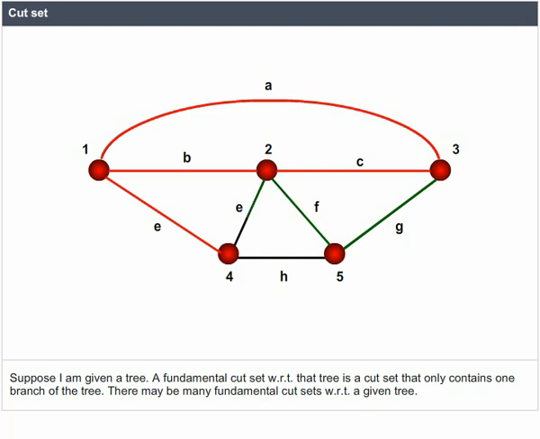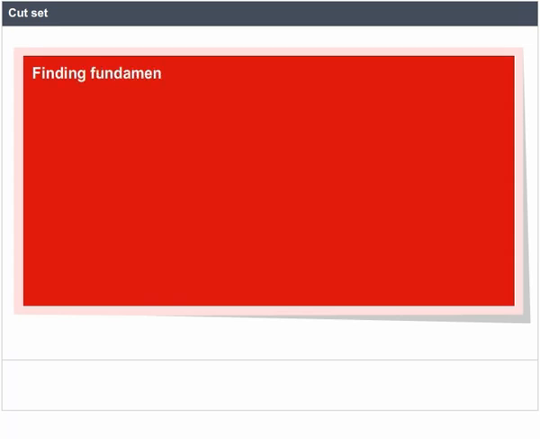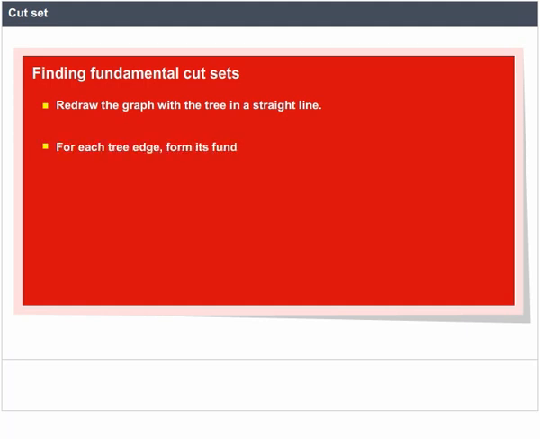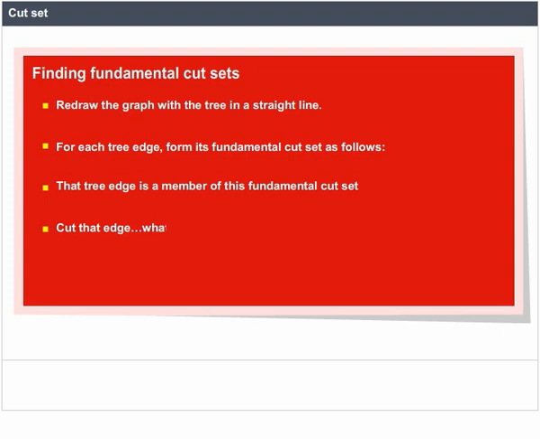Finding fundamental cut sets. Redraw the graph with the tree in a straight line. For each tree edge, form its fundamental cut set as follows. That tree edge is a member of this fundamental cut set. Cut that edge. What two groups of nodes are separated? The fundamental cut set also contains all edges in the graph, not in the tree, that connect these two groups.